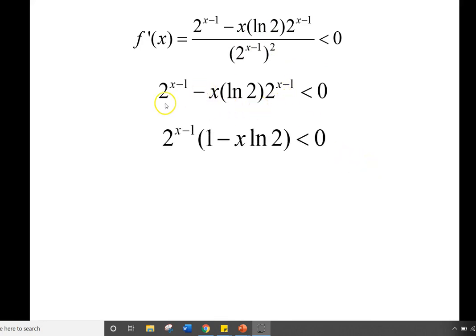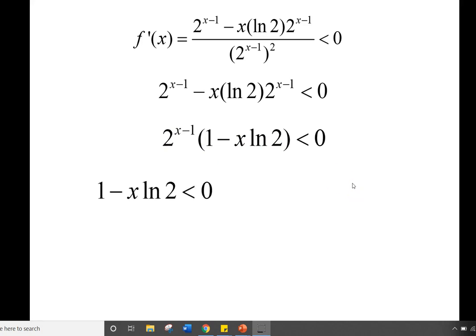I factored out, a little algebra here, the common factor of 2 to the x minus 1. So that left me with 1 minus x times the natural log of 2 in parentheses. Now 2 to the x minus 1 is an exponential function. Can you visualize an exponential function? You can put it in your graphing calculator if you want to. It's an exponential function that's shifted to the right 1 unit, but it will always be positive. Exponential functions, unless they have some kind of reflection, are always positive. So that leaves us what's in parentheses. So when is that negative?